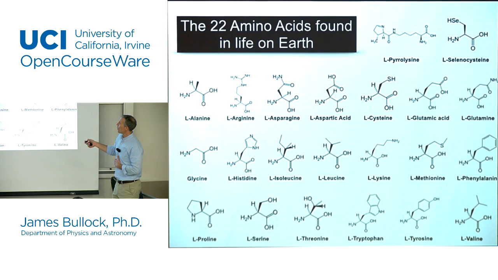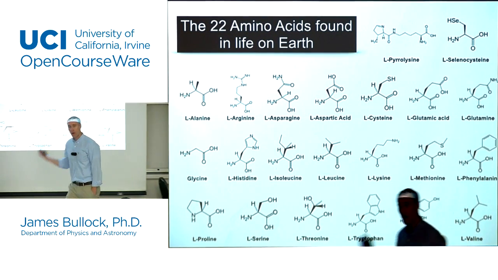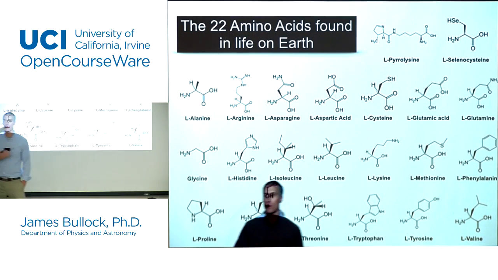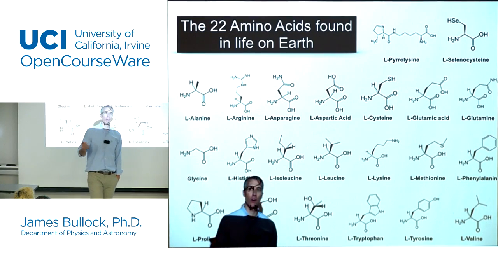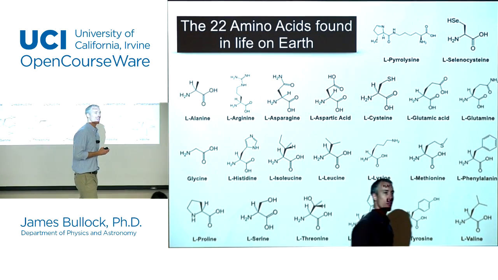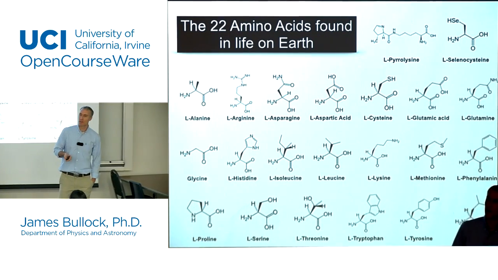Okay? So I'm not going to test you over this or whatever, but these are the 22 amino acids found in all life on Earth. The vast majority of them are left-handed. They don't have to be. So again, that suggests that all life on Earth probably arose from some initial set that for one reason or another started using the left-handed version of these amino acids and not the right-handed version of these amino acids.